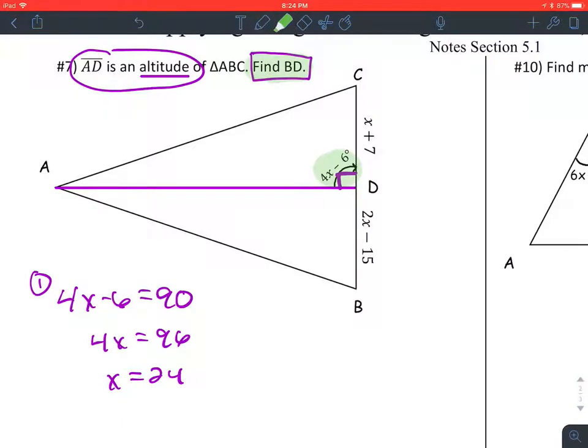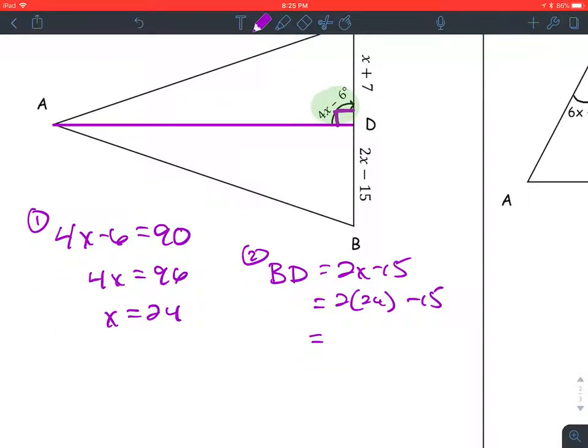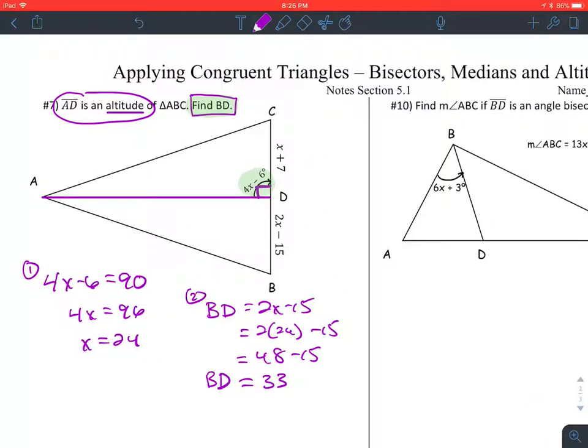Then the question is find BD, and we know exactly what BD is because it tells us right here. BD is 2x minus 15. We can now replace the x with the 24. Simplify this expression. 2 times 24 is 48. Subtract 15 from that, and I believe you get 33. Have we answered the question? Find BD. We have. We got a two-step process. We got our steps labeled. Let's move on to number 8.